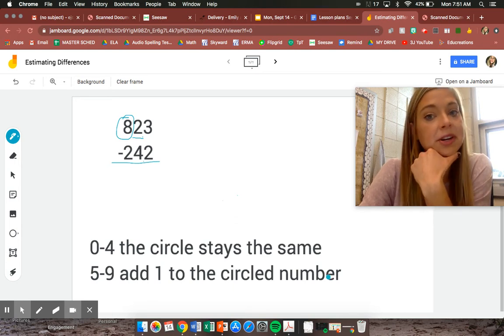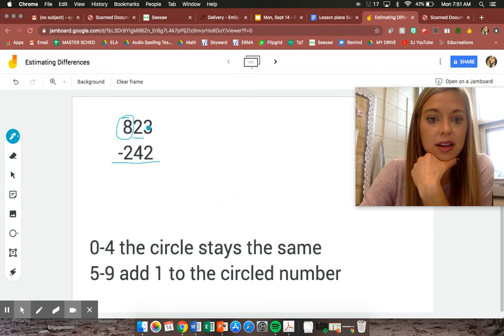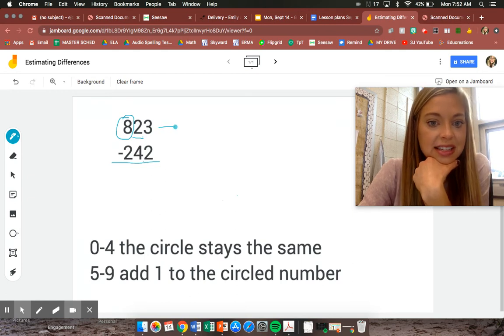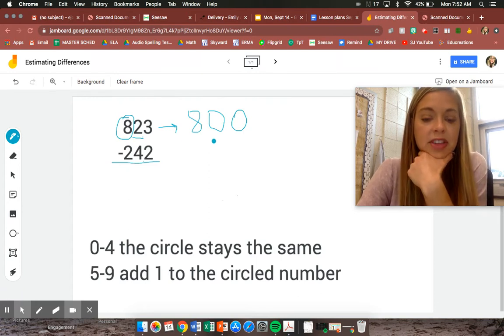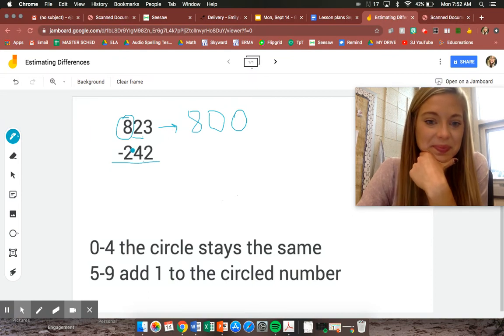2 is in between 0 through 4. Okay, so that means that the circle stays the same. So this 8, the circled number, it's just going to stay the same. It's just going to stay an 8. So you should be writing on your paper with me. And then all of the other numbers turn to 0. That's the easy peasy part.